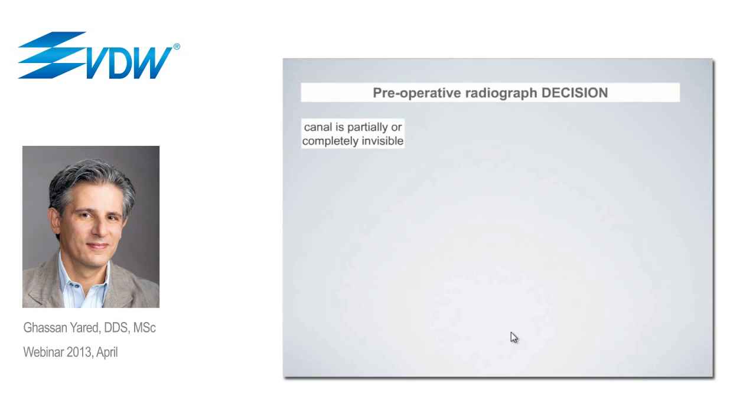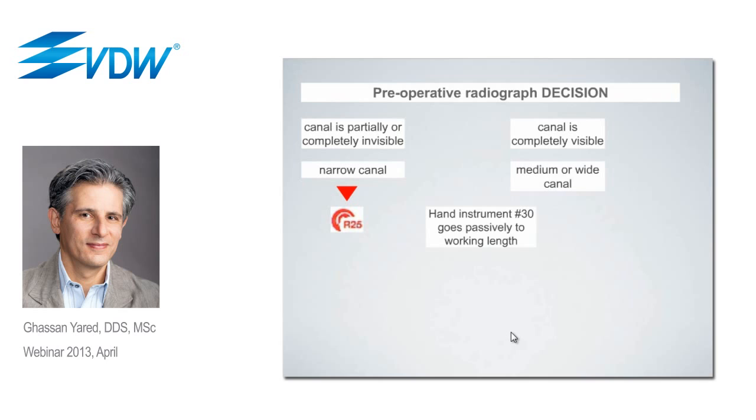If the radiograph shows that the canal is partially or completely invisible on the X-ray, then we assume that the canal is narrow, and this is a case where we would do the preparation with the R25, with the Reciproc 25. I'll give you examples later. If the canal is completely visible on the radiograph, then we assume that this canal is quite wide.